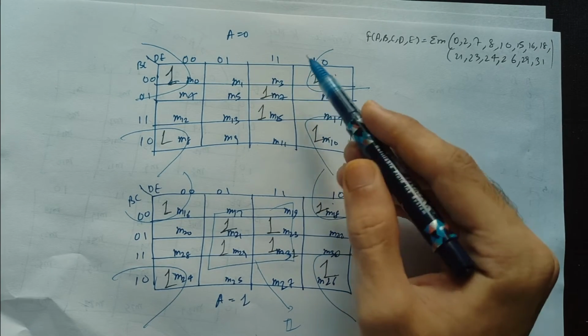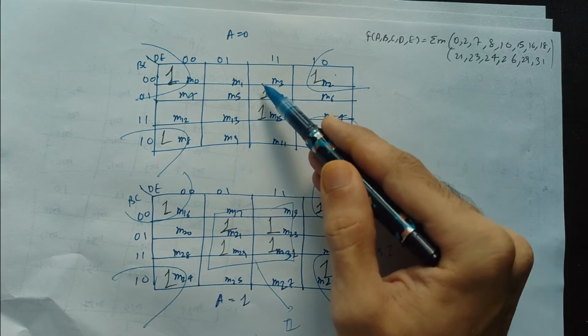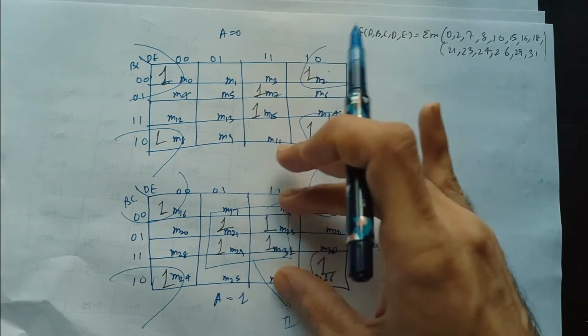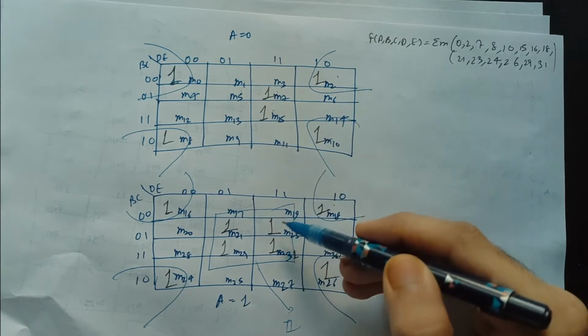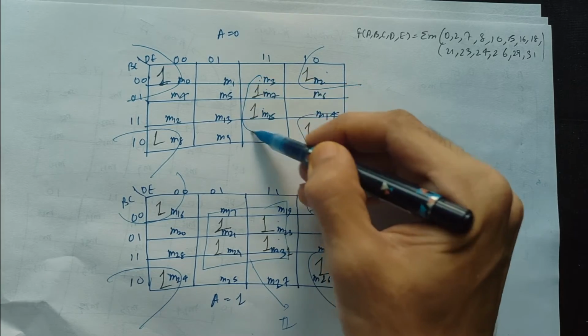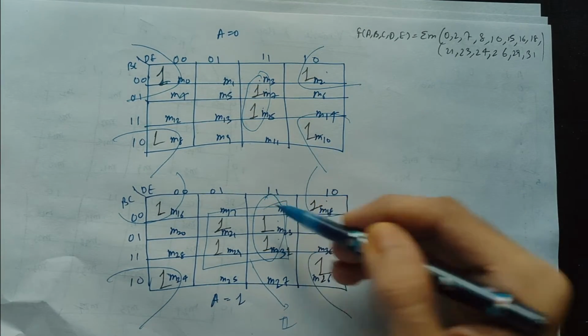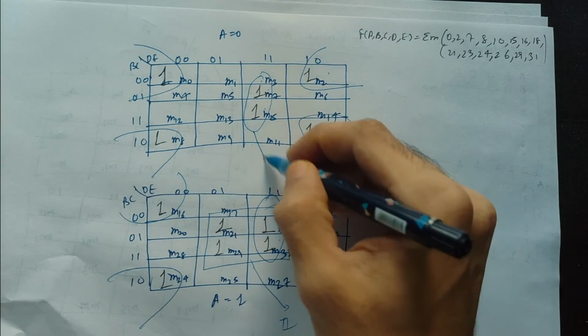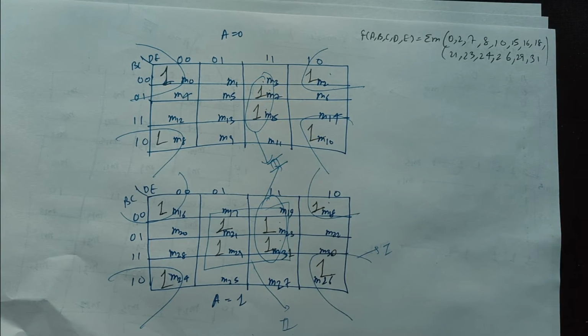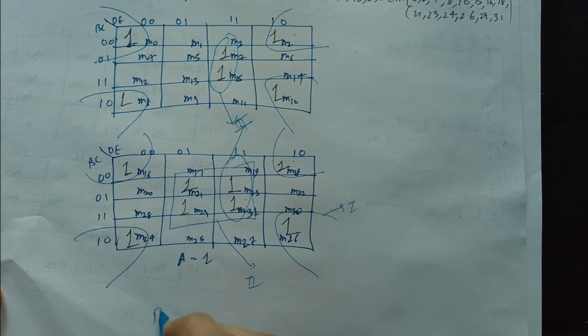Now for these two, we could form a pair, a doublet here, but when we keep this over this, we can see that this cell, this cell, this cell and this cell are coinciding with each other. So we can form a group of 4 ones, and it would be our third group. So now we can write F(A, B, C, D, E) is equal to group 1 plus group 2 plus group 3.